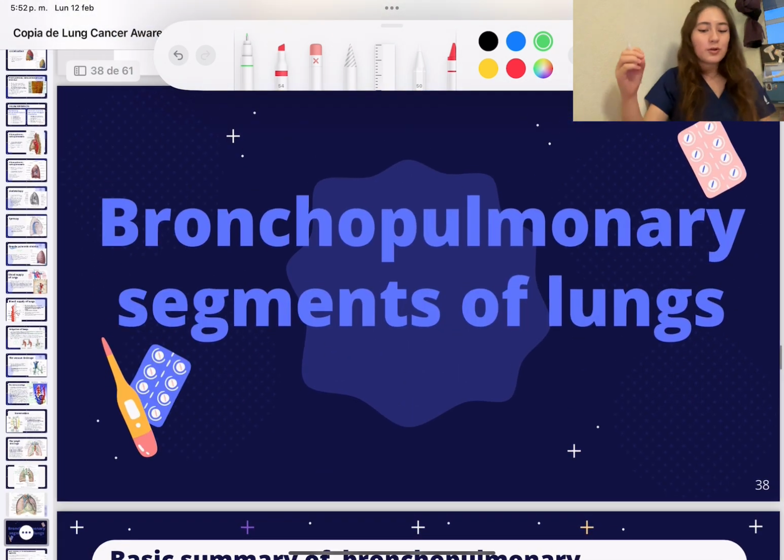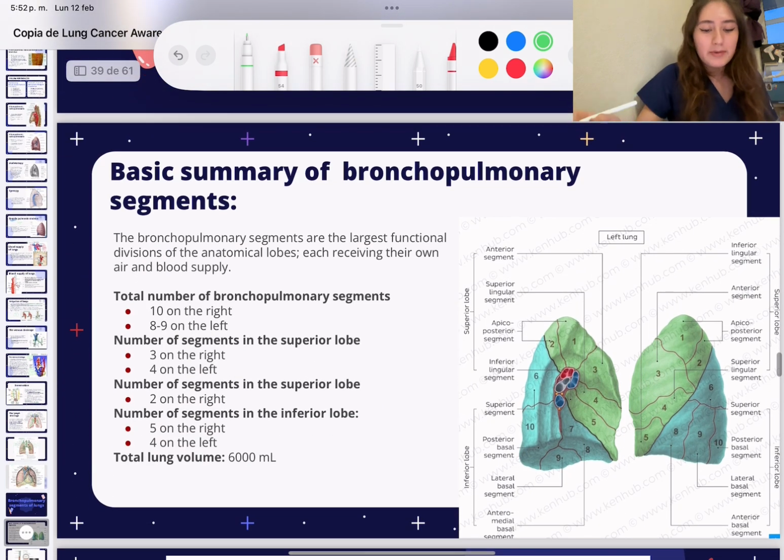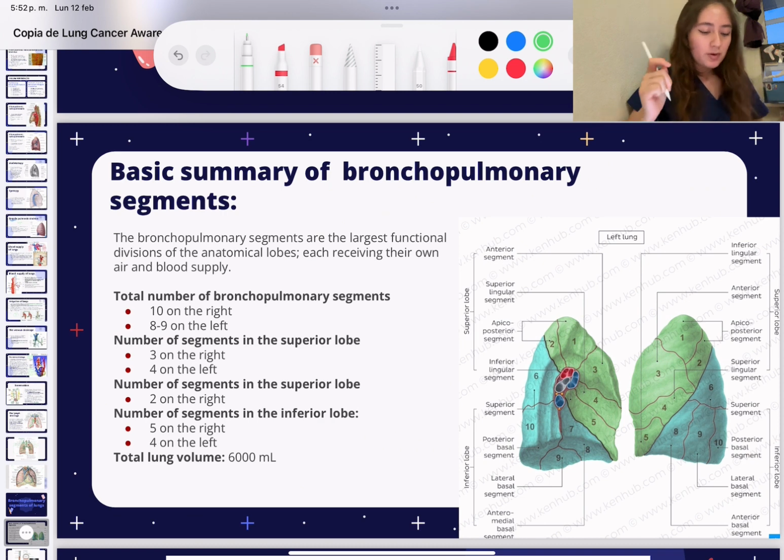So let's start with the bronchopulmonary segments of the lung. This is the basic summary of bronchopulmonary segments. We have a total of bronchopulmonary segments, 10 on the right and 8 to 10 on the left. Number of segments in the superior lobe, we have 3 on the right, 4 on the left. Number of the segments in the middle lobe, that are 2. Number of the segments in the inferior lobe, 5 on the right and 4 on the left.